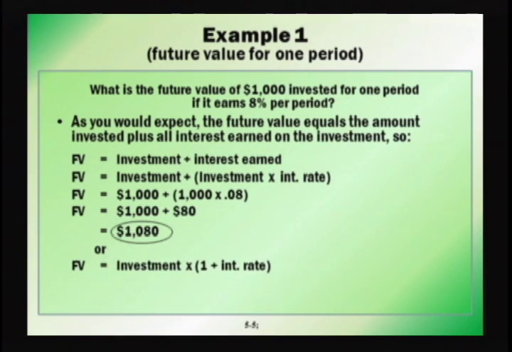Or another way I could calculate that, the investment times 1 plus the interest rate, and I still have my $1,080. Now remember, I don't care if that period was 1 day, 1 month, or 1 year. Whatever that period was, I was earning 8%. So over that period, I will have earned $80, and my future value is $1,080.